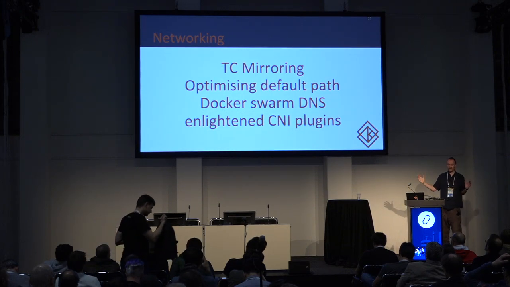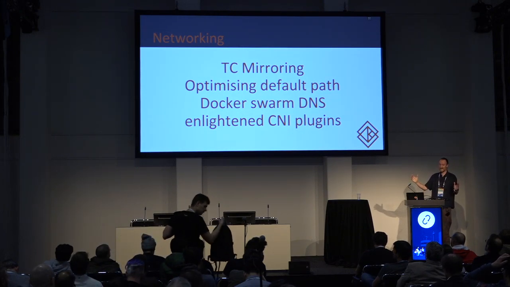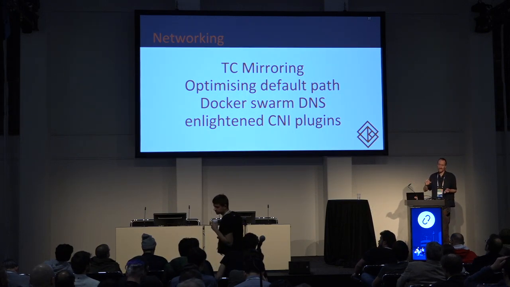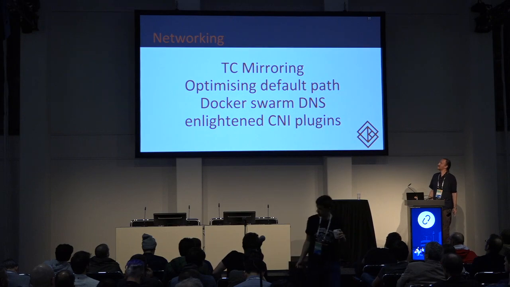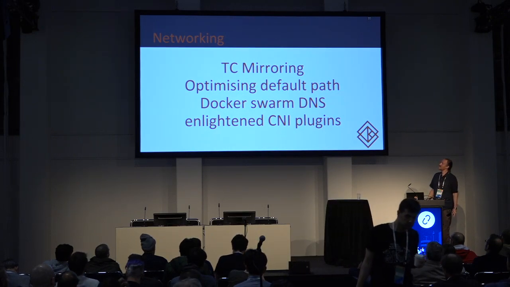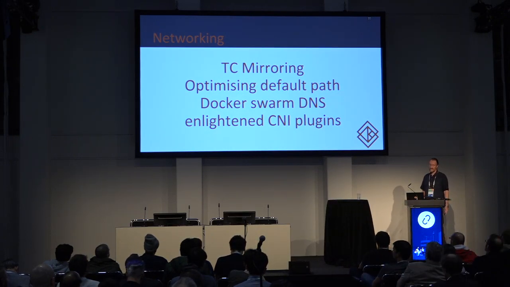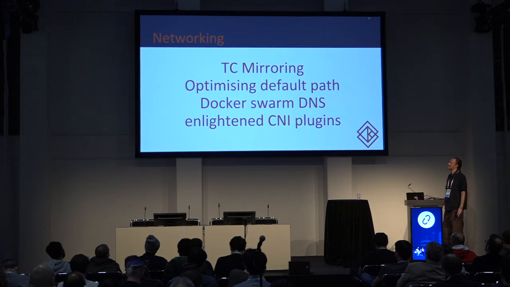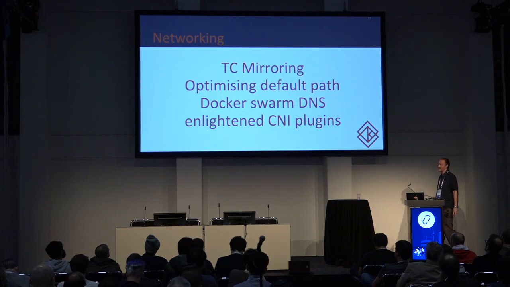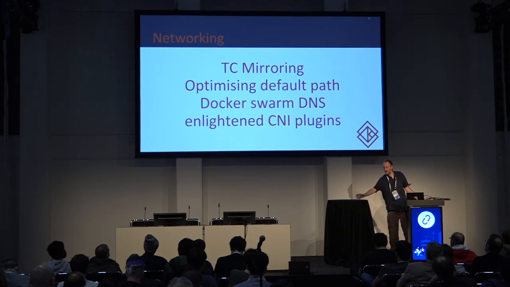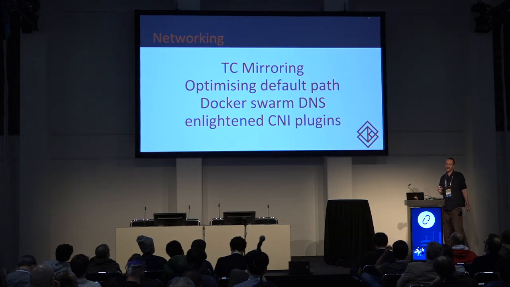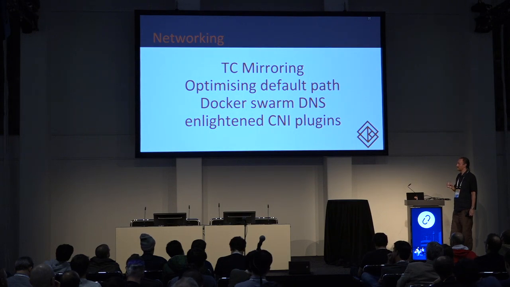Sometimes you want all the security and you don't care about the speed. Sometimes you don't care about the size. Sometimes you care about one or the other, and then you can tune it. So we're always optimizing the default path on networking. We're always looking for more performance. Docker Swarm DNS is an interesting one. When you do a Docker Swarm, it sets up its own DNS controller, and that causes us some issues on our networking side, which we think we've now got a solution for.